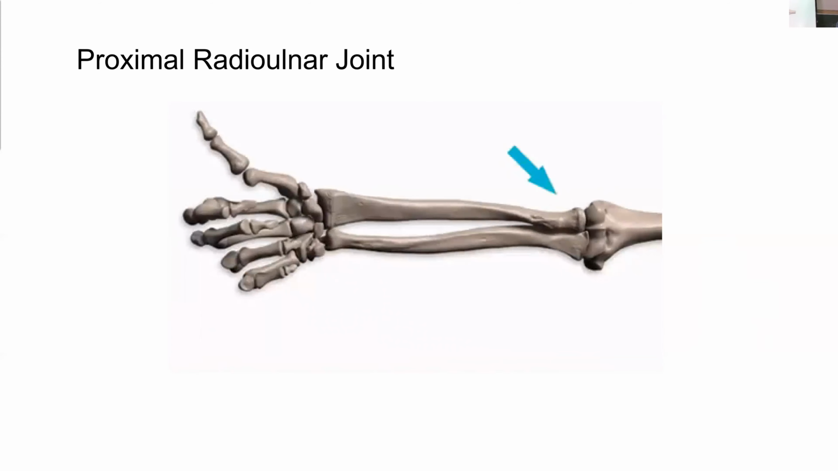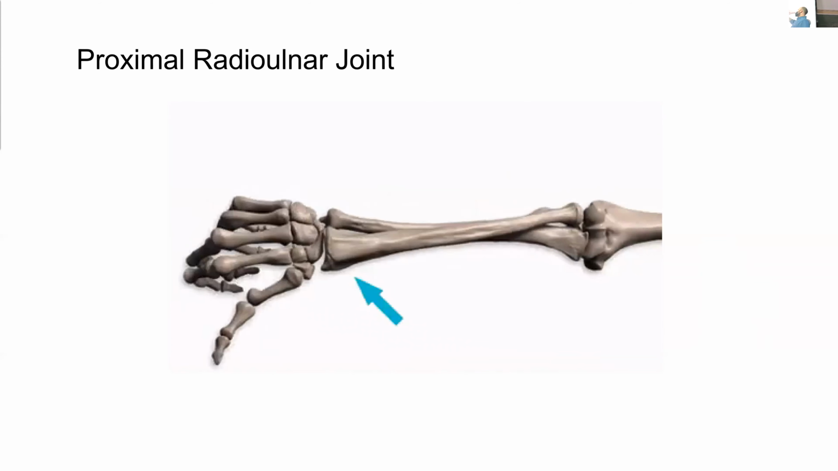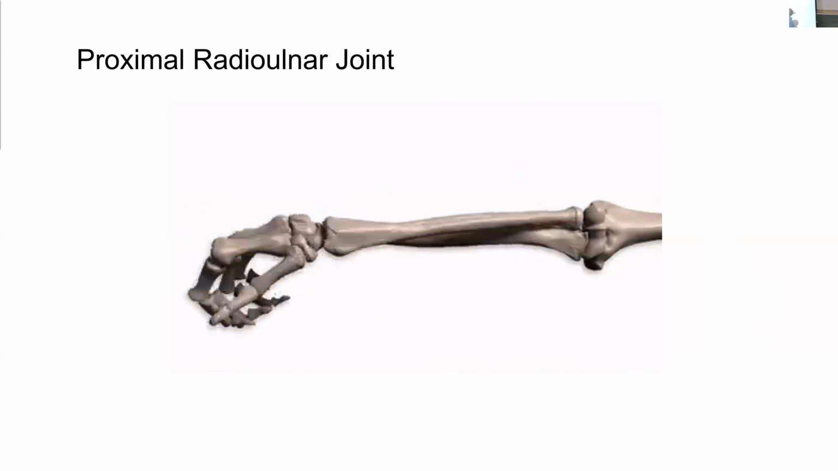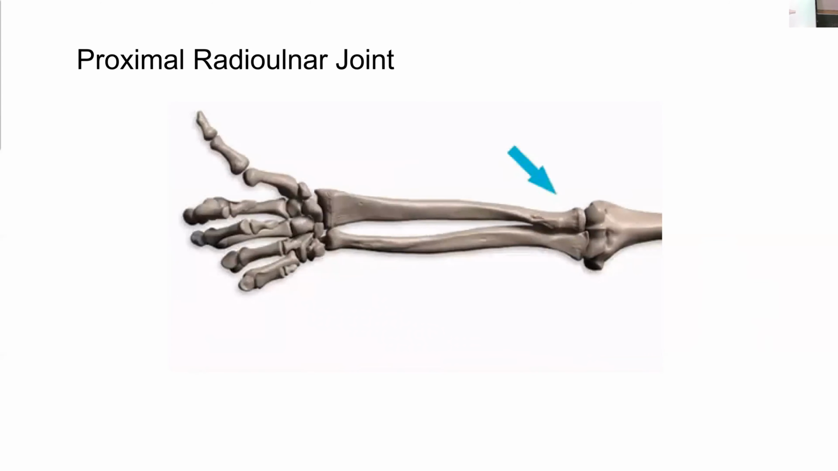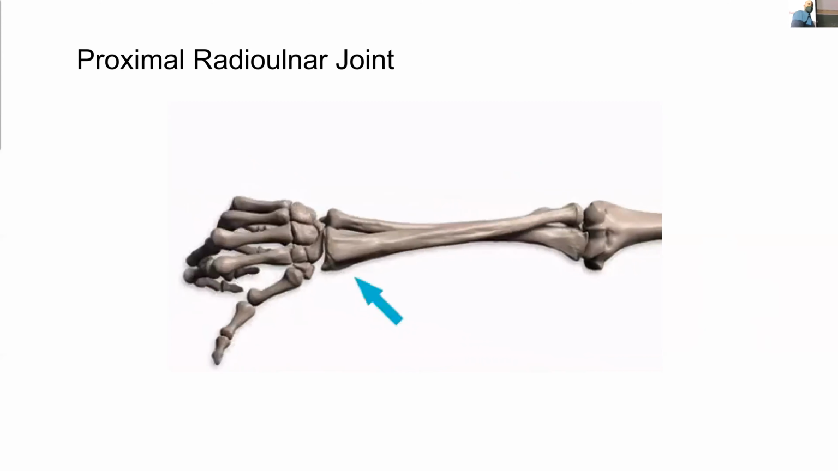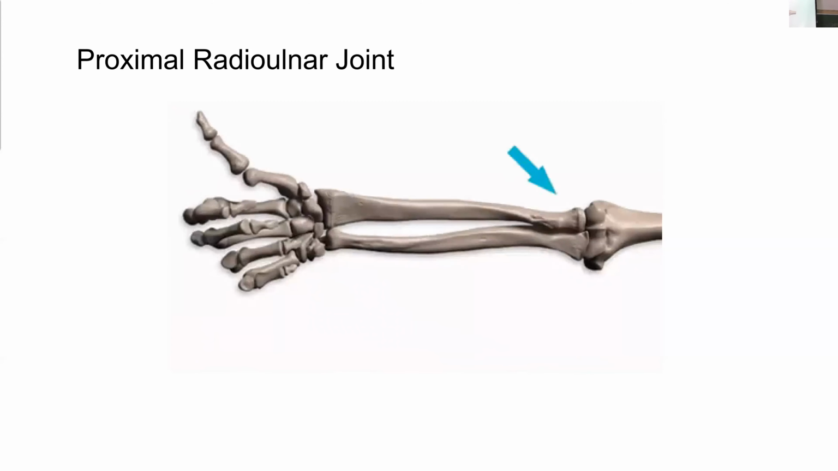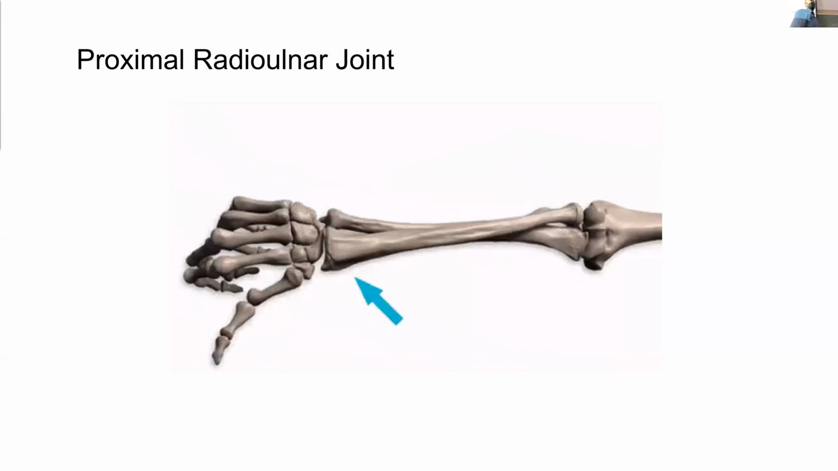So we have two joints for the radius and ulna. At the proximal joint, we have lots of movement as the radius rotates. And at the distal end, these are tightly bound. There's not a lot of movement there. And so those two, at the distal joint, stay in the same position and rotate with the rest of the hand.